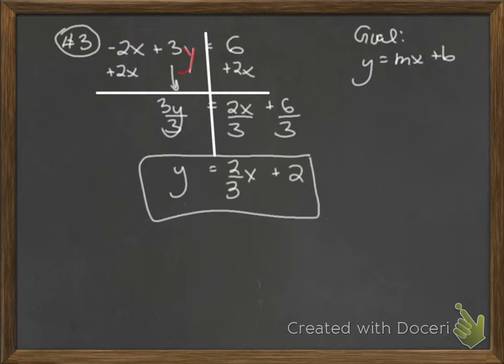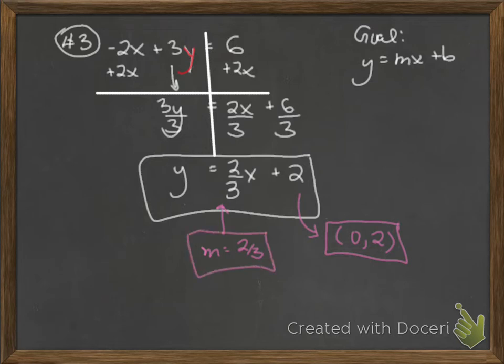Okay, and again, we can take a minute and pick off our slope. Our slope looks like it's positive 2/3, and our y-intercept would be the ordered pair (0, 2). So if I had to graph it, I would start by plotting the point (0, 2), and then I could go up 2 over 3, up 2 over 3, or down 2, left 3, down 2, left 3, just like I mentioned in other videos.